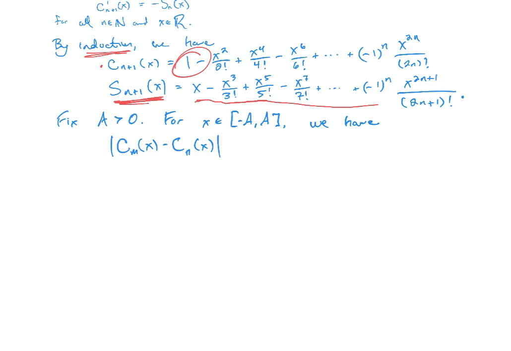So now, what would be the difference between Cm and Cn? Well, I guess we should say which one is bigger. Let's say that m is bigger.